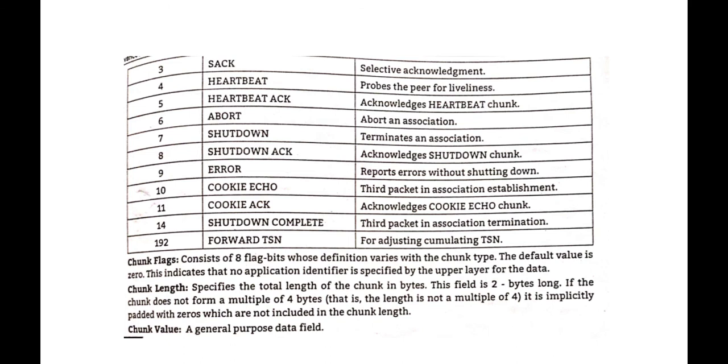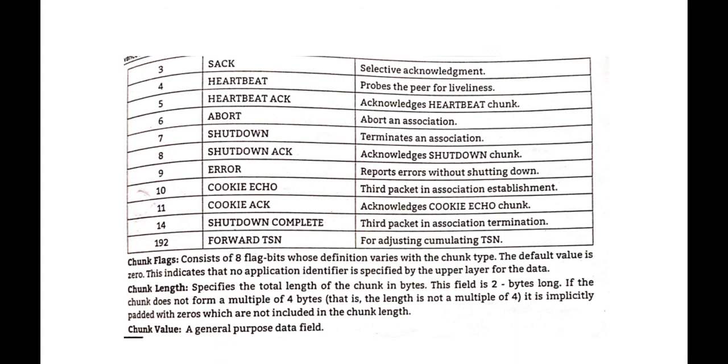The default value is 0. If the default value is set to 0, this indicates that no application identifier is specified by the upper layer on the data. It means the data is successfully present, containing only error-free data. So the chunk flag depends on the chunk type, according to which the flag is active, and by default the value is 0.